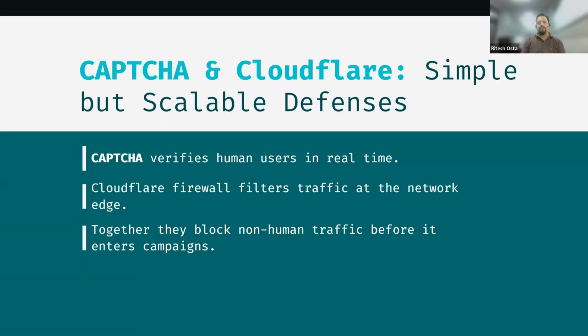The basics, right? Put CAPTCHA on your landing pages and your forms to verify the human users in real time. If you're using Cloudflare, Cloudflare has firewall filters that filter traffic at the network edge. It's a very good platform. We use Cloudflare very extensively. It's super good when it comes to the firewall filters. And if you just put CAPTCHA and Cloudflare firewall filters, they will block almost 50 to 60% of the non-human traffic before it enters the funnel. It's very simple. It's very basic.